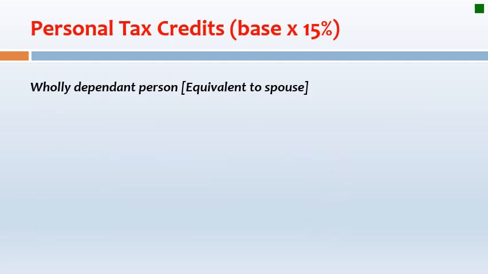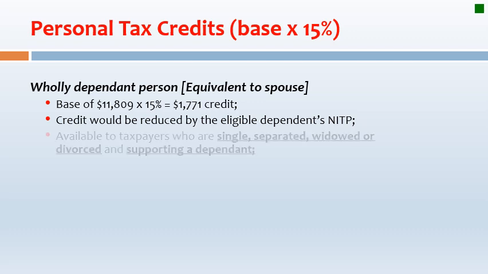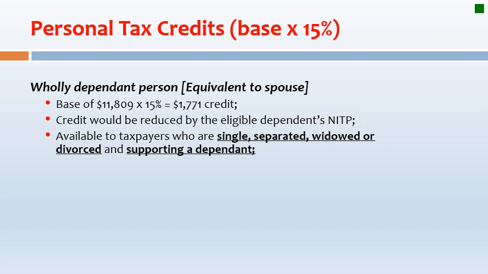Next up is the wholly dependent person tax credit, which is also called the equivalent to spouse tax credit. It works very similar to the actual married or spousal tax credit. It has the same base, same credit resulting from it, and it's reduced by that eligible dependent's net income for tax purposes. Now, who would qualify as a dependent and who would qualify to receive this credit? Well, this is available to taxpayers who are single, separated, widowed, or divorced, and they are supporting a dependent. So this is not a credit that's available to you if you are married.